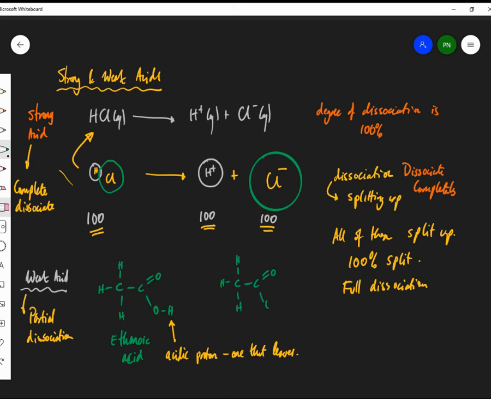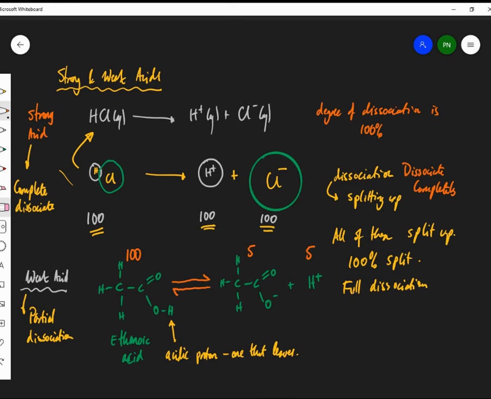Okay, and there the O minus and the H plus. So that splits up. Now, the interesting thing about this one, if I have 100 of these molecules, if it was strong, I'd get 100 of these, but I don't get 100 of those. If I had 100 of these, we get about 5 of these and 5 of these. So what happens here is, some of them dissociate, but then some of these 5 and the H pluses go back the other way to reform the acid.